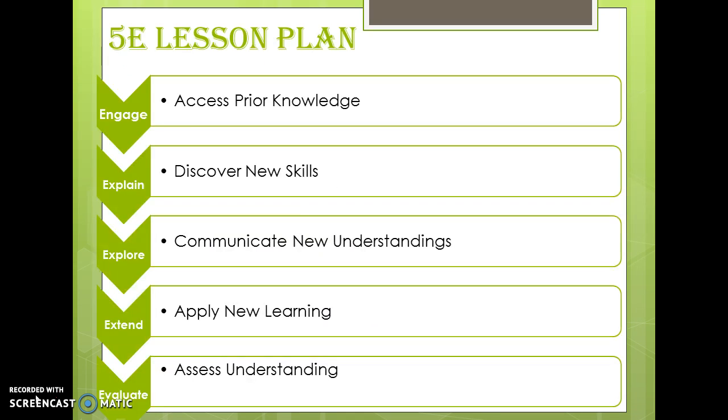The 5E lesson plan. To engage is to access prior knowledge. To explain is to discover new skills. To explore, you will communicate new understandings. To extend, you will apply the new knowledge. And to evaluate is to assess the understanding of the lesson.